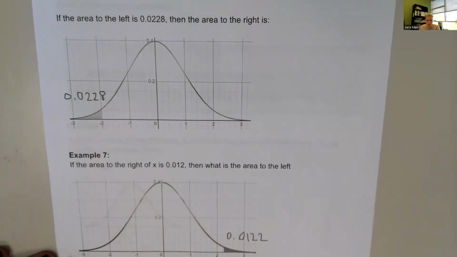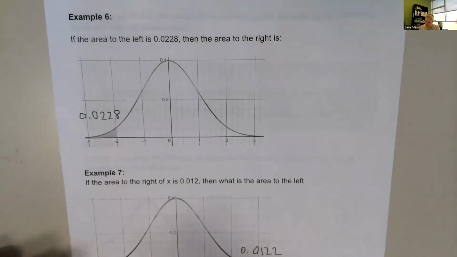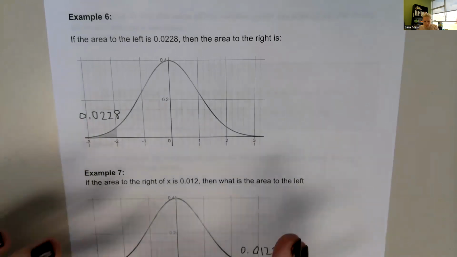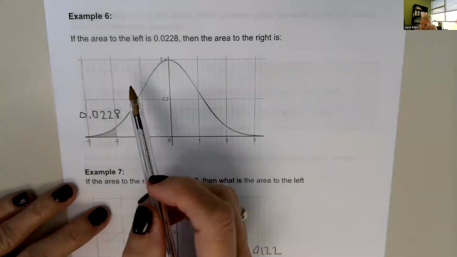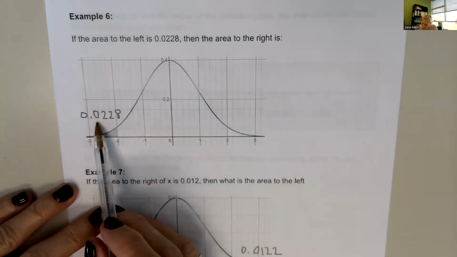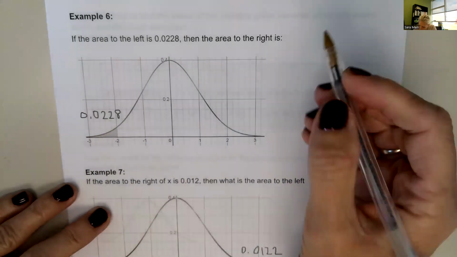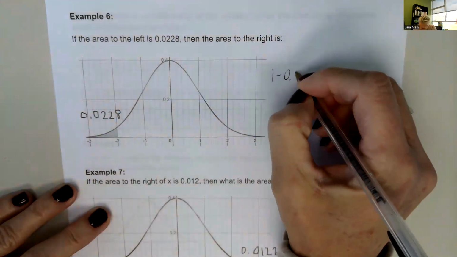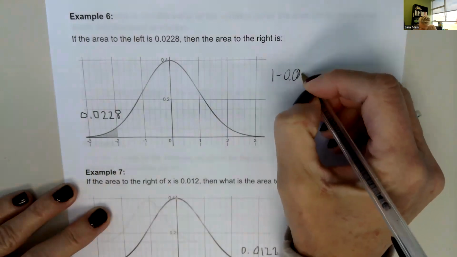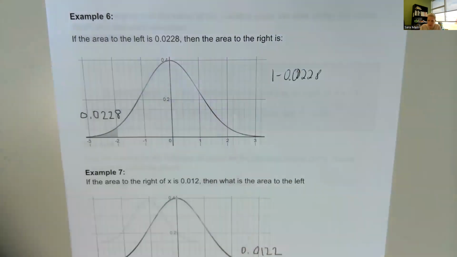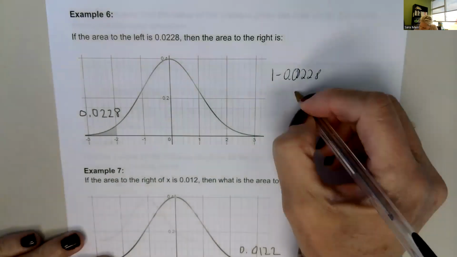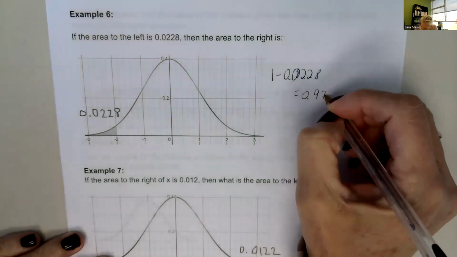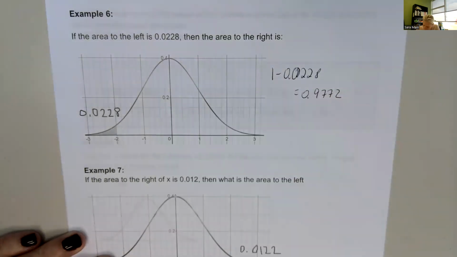Okay. So let's just go through how to read some graphs for a minute, because we're going to have to know the left side versus the right side. If the area to the left is 0.228, then the area to the right is 1 minus that. And we could find that in Desmos too. And that comes up to be 0.9772.